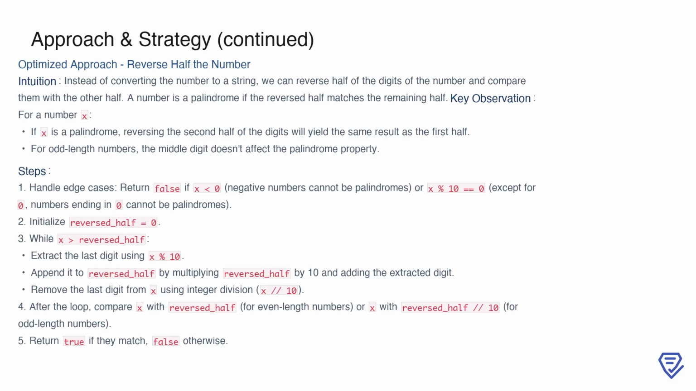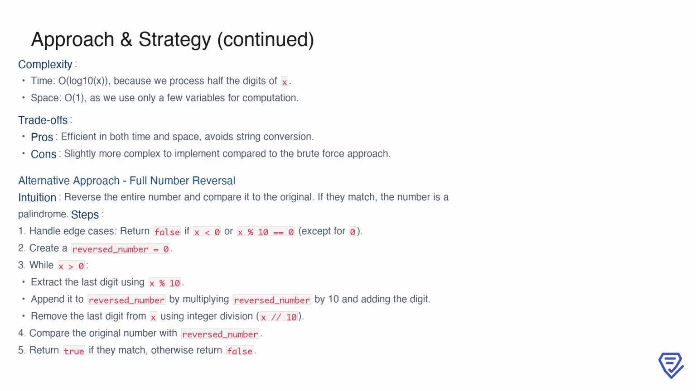For odd-length numbers, we can ignore the middle digit by dividing the reversed half by 10. If the two values match, the number is a palindrome. This optimized approach is highly efficient. Its time complexity is O(log10 x), as we only process half the digits of the number, and its space complexity is O(1), since it uses only a few variables.